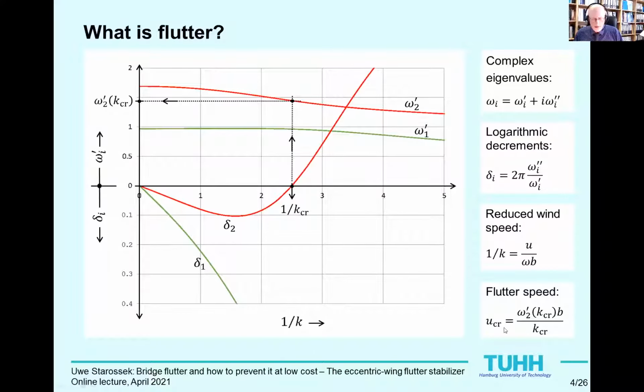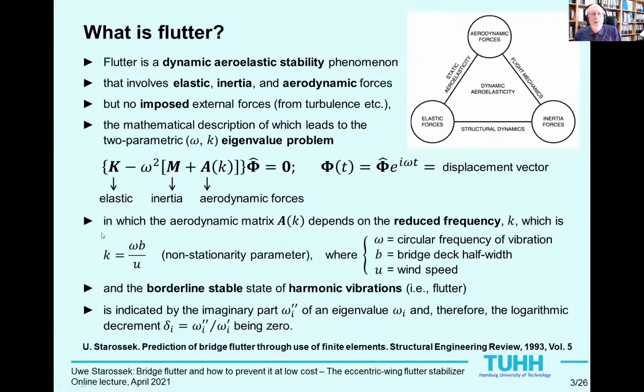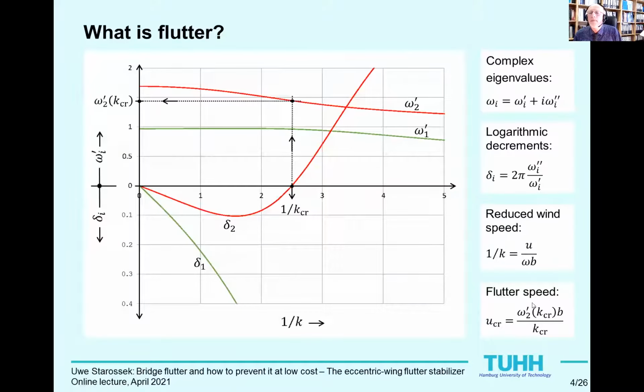The flutter speed can now be computed from the definition of k from the previous slide, this one, which is rearranged for the wind speed u, and then the critical value of k and the associated value of omega 2 prime are inserted into this rearranged equation. The flutter speed is a property of the bridge. For the bridge to be safe, it must be ensured that the flutter speed is high enough, that is, higher than the highest wind speed ever expected at the bridge site.